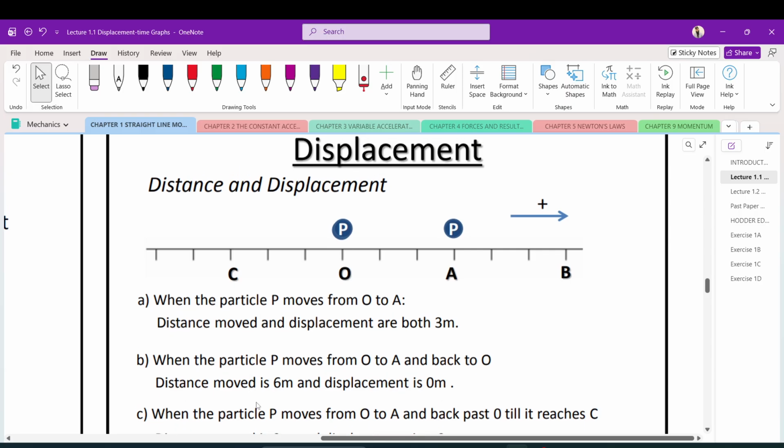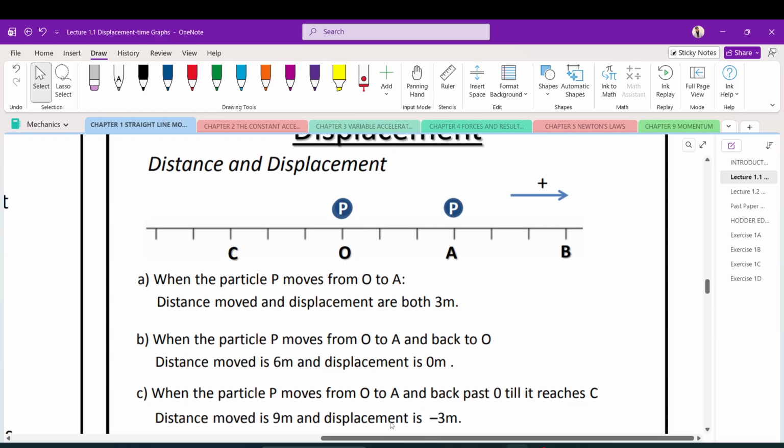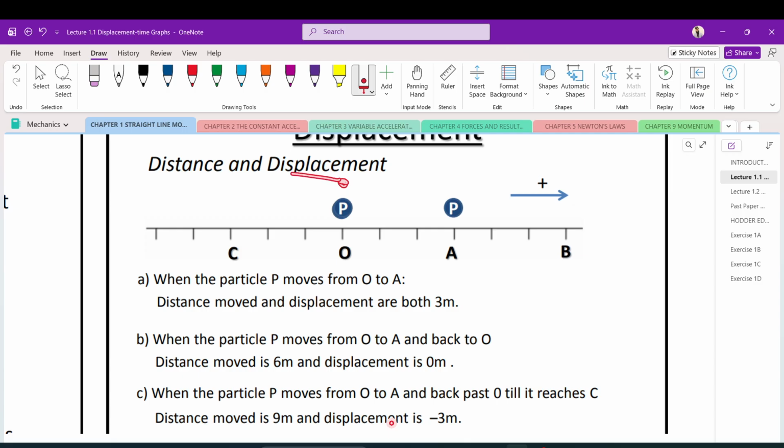after that it says when the particle P moves from O to A and back past O till it reaches C. So now you started from here, you went to point A, you came back passing O all the way back to C. Okay, so what happened? From O to A, that was 3 meters, then A to O, that was 3 meters, and then O to C, that was 3 meters. So the distance is going to be 9 meters. However, displacement is going to be minus 3 meters because you went from your starting position towards the left, and that was 3 meters to the left.